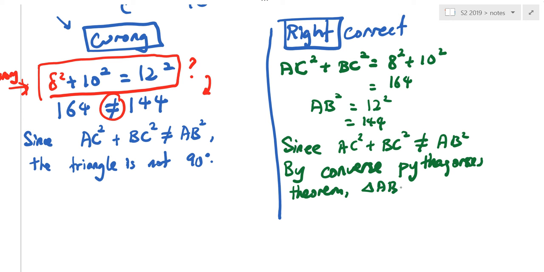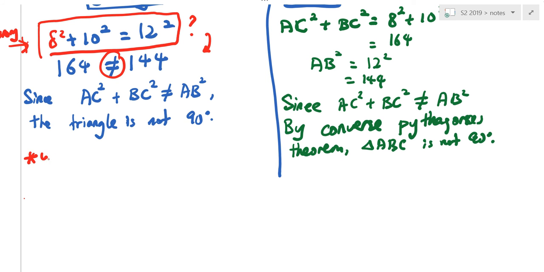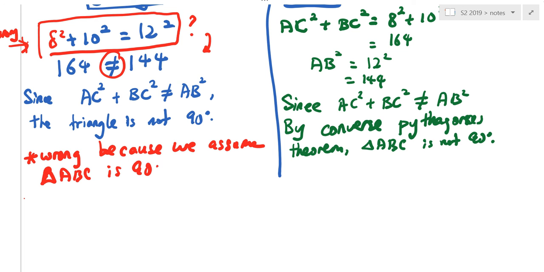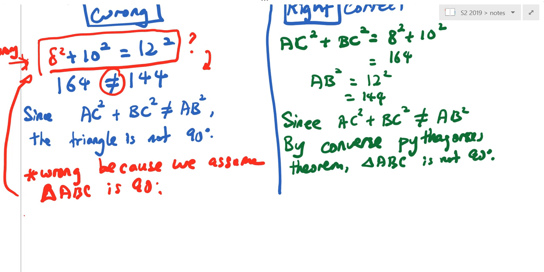Triangle ABC is not 90 degree. Maybe I write a footnote explaining why this is wrong. This is wrong because we assume triangle ABC is 90 degree by this statement. Alright? This is wrong because we already assume it's 90 degree, right?